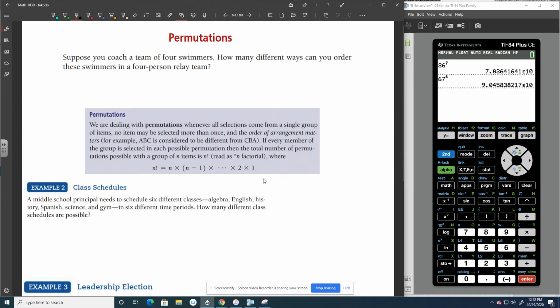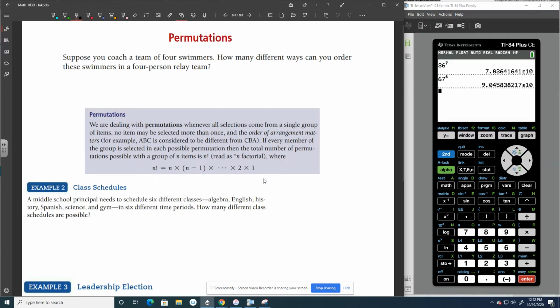Now, what if instead of just a simple repeating situation, what if we have what's called a permutation? So one of the examples here says that you coach a team of 4 swimmers. How many different ways can you order these swimmers in a 4-person relay?